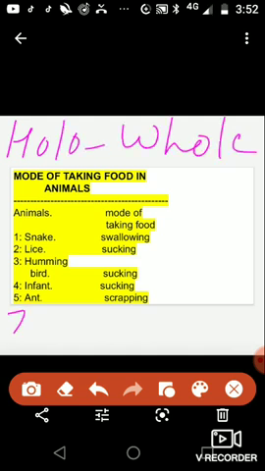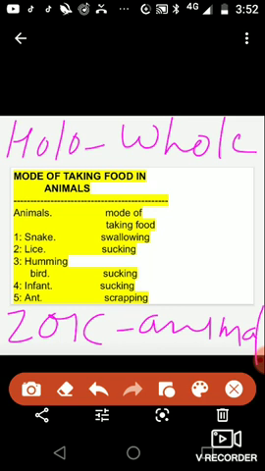and zoic means animal. Okay, zoic means animals. That means we perform, or we exhibit, holozoic nutrition. What happens is that these organisms, like human beings and other animals, take up food as a whole, whether it is solid or liquid.